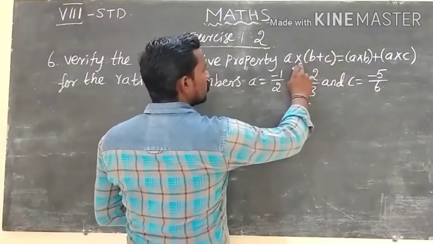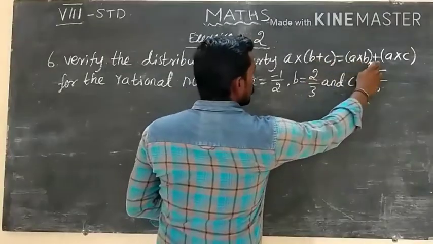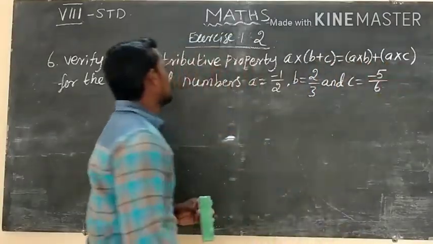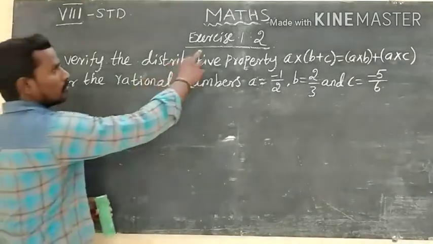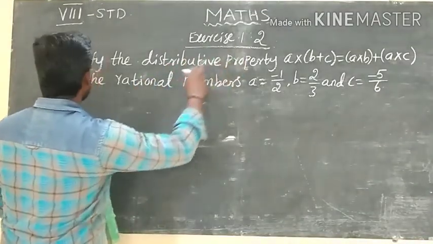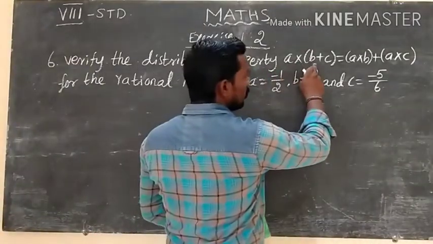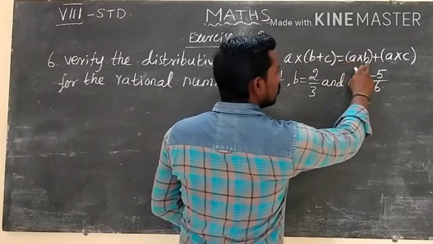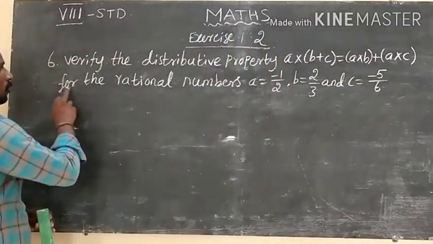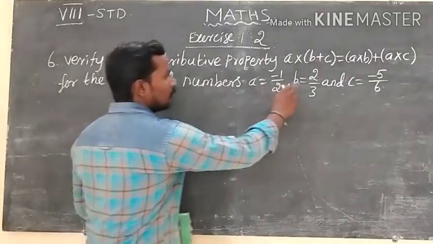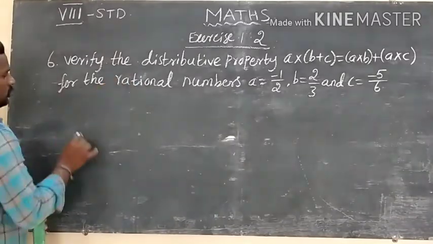A into (b plus c) is equal to a into b plus a into c. This is the distributive property over addition. So now let us discuss Exercise 1.2, sixth sum. Verify the distributive property a into (b plus c) equals a into b plus a into c. The rational numbers a, b, c are given, so verify the given question.